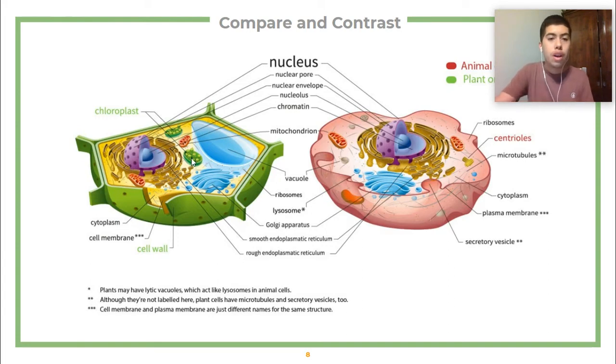And then, of course, you have chloroplasts here, and then that would be specific to the plant cell. So you can tell they have very similar qualities, but of course, plant cells and animal cells have distinct things that make them different from each other. So here we have the cell wall, and here we don't have the cell wall.